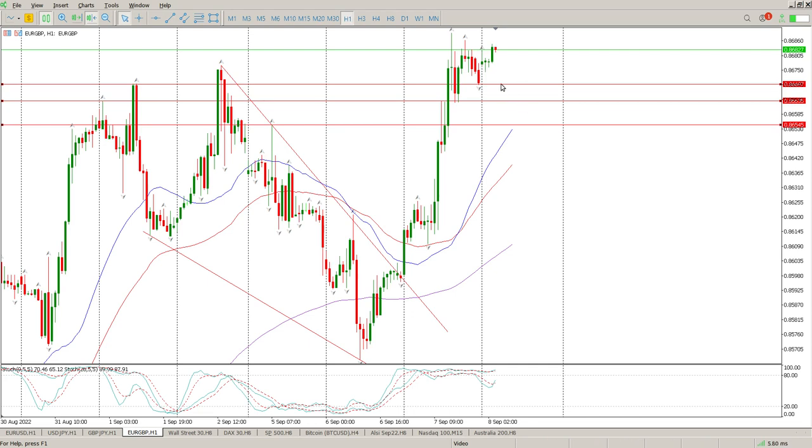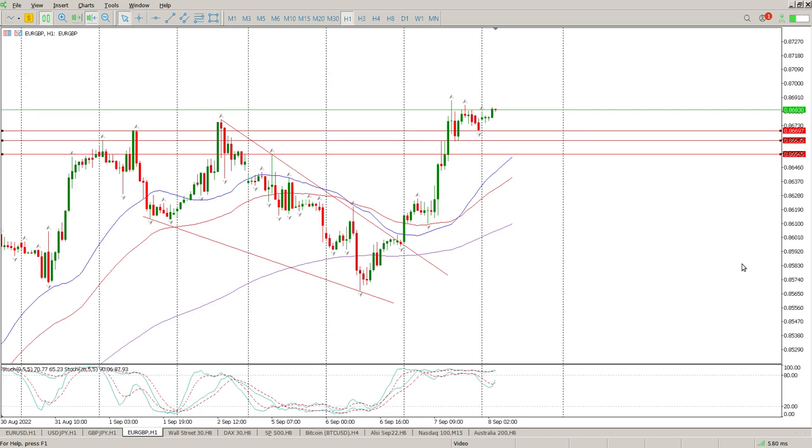So the moral of today's story is quite simple. Pull back onto 0.86697 and pull back onto 0.86635 and alternatively 0.86545. Those are the three levels we need to pay attention to. Pull back onto that. I suspect we are going to continue to the upside.